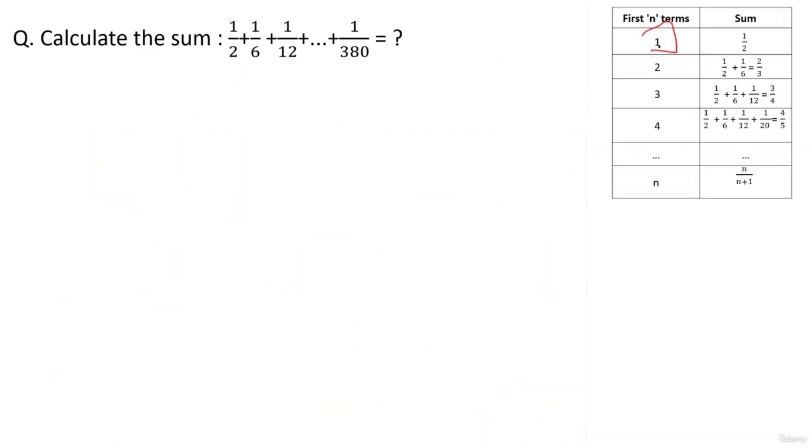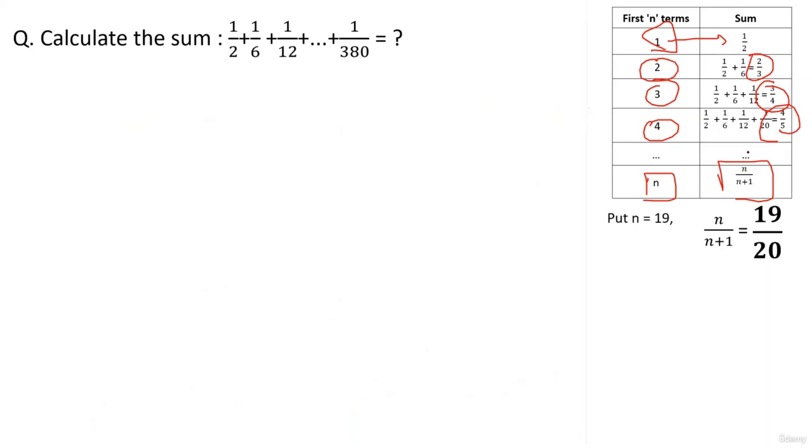Okay, so if you have first n terms, first term अगर हमने n की जगह 1 लिया है, the sum is 1 by 2. For the first two terms, the sum is 2 by 3. For the first three terms, the sum is 3 by 4. 4 terms, 4 by 5. That means for the nth terms, the sum is n upon n plus 1. As simple as that, right? So here you substitute n is equal to 19 because there are 19 terms. You get the answer 19 by 20 directly, right? So simple, right? And this you can apply to any of the series questions.